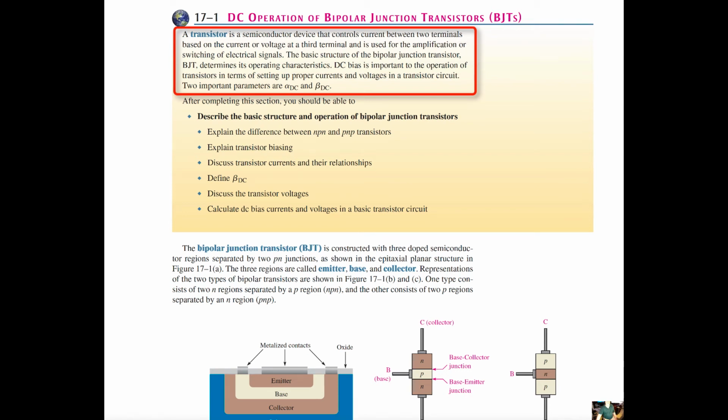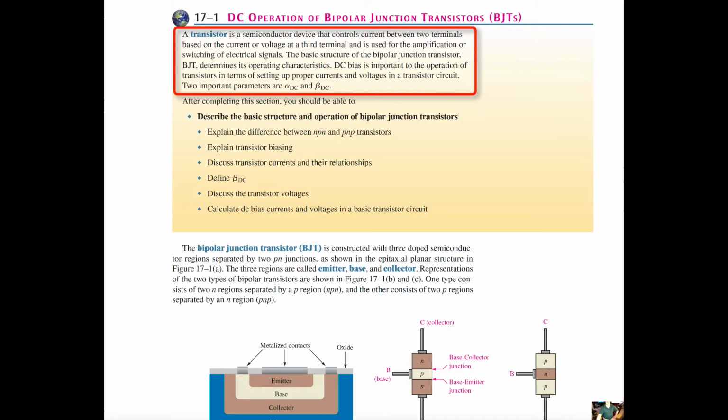So we've seen how the semiconductor action works in a diode. Now let's move on to something a little more sophisticated and something that has a little more utility and functionality. We're going to look at the DC operation of the bipolar junction transistor, or for short, the BJT. A transistor is a semiconductor device that controls current between two terminals based on the current or voltage on the third terminal and is used for the amplification or switching of electrical signals.